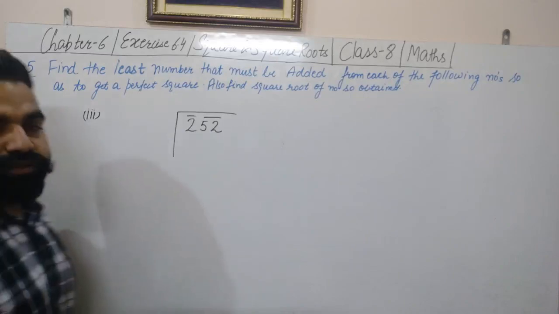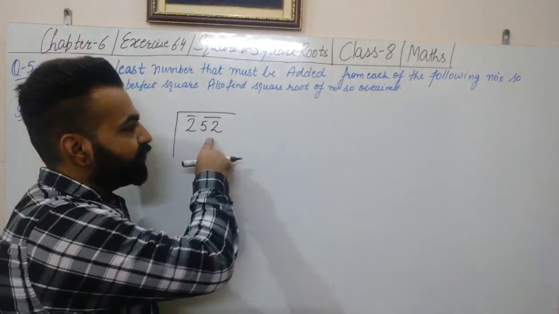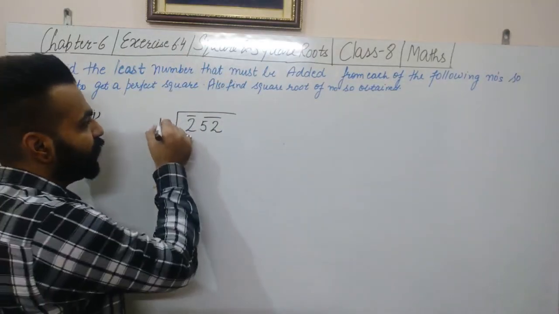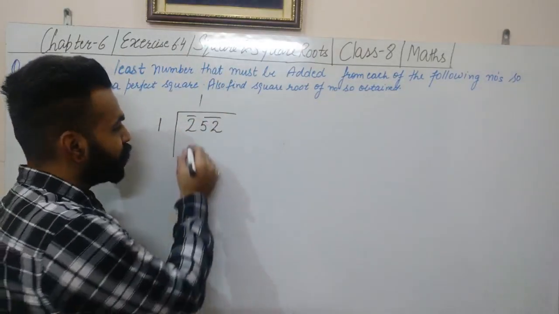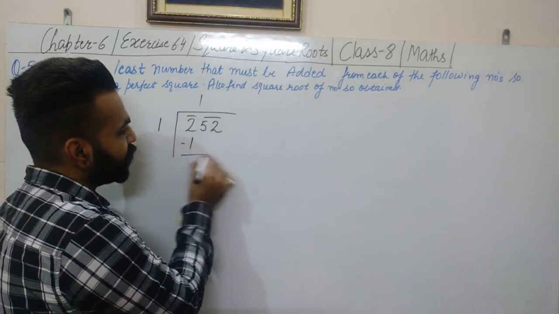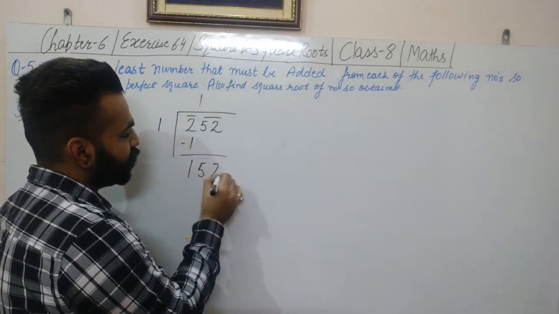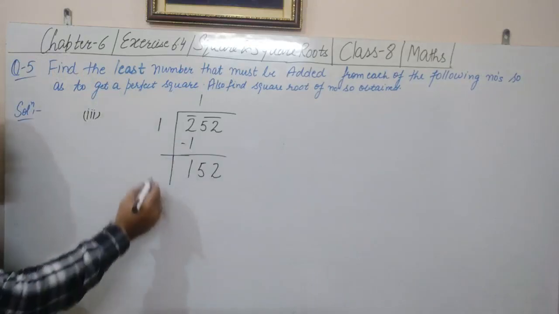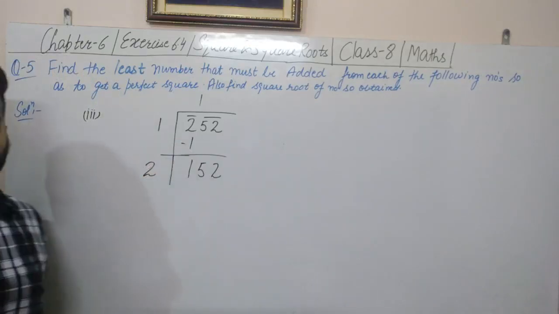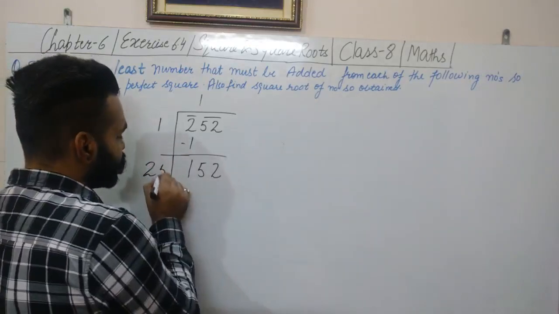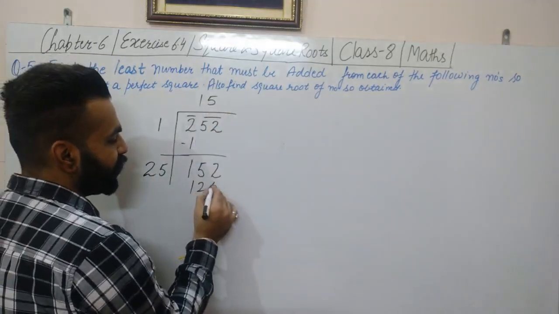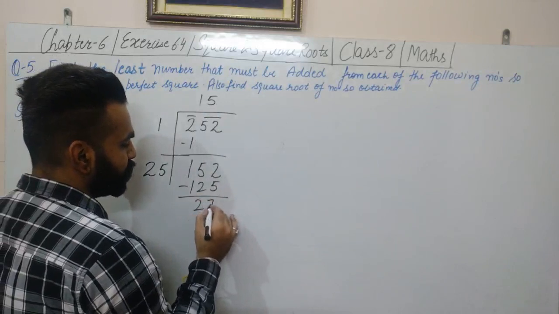Now third part is 252. So first bar will be put on 52 and second bar will be on 2. So we can take the digit 1 here. So 1 into 1 is 1. We will subtract. Answer will be 152. So what we will do, we will double the divisor here. This will be equal to 2, and we can take the digit 5 here. So 25 into 5 is 125, and the remainder is 27.